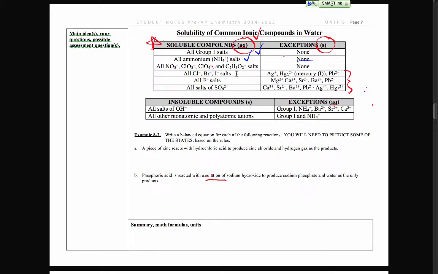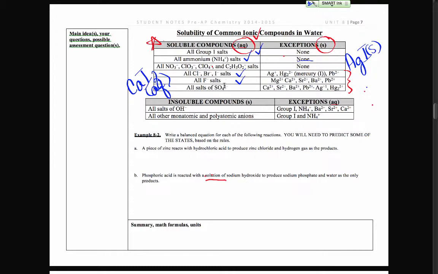Now, when we get to some of the halogens, there are some exceptions. The general rule is that all chloride, bromide, and iodide salts are soluble. For example, calcium iodide is soluble, so I'd put an aq after it. But silver iodide is on the exception list, so it would have a solid after it, because it is an exception to the soluble rule.